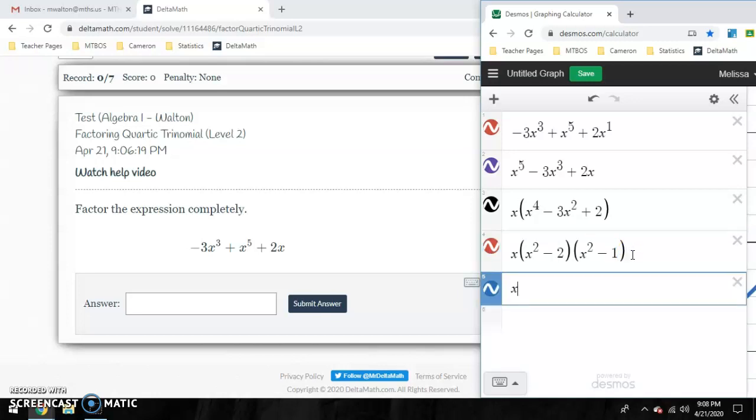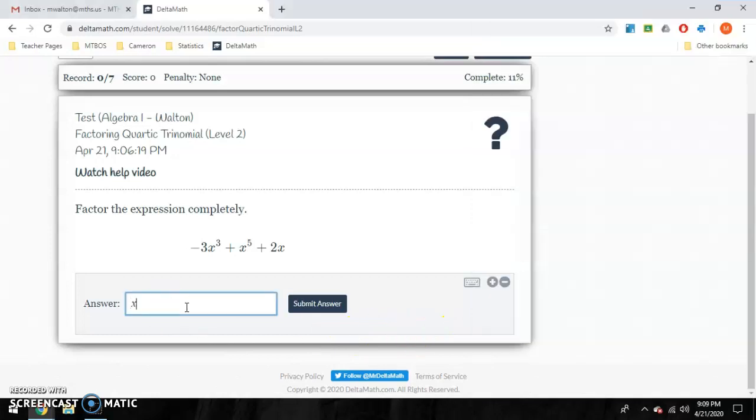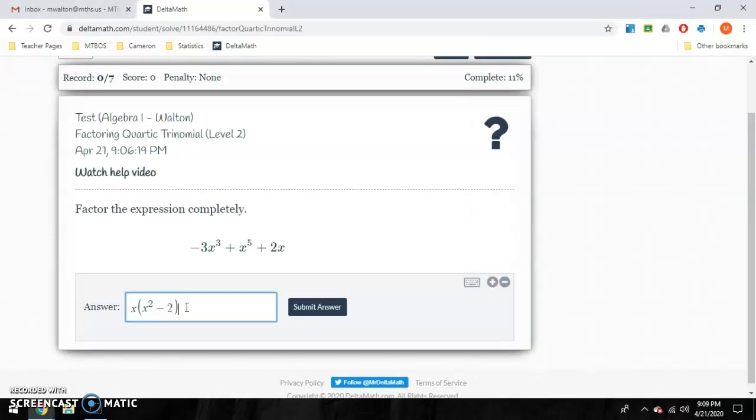So here we go. I have an x. I have my x squared minus 2. But then this last one breaks up into x plus 1, x minus 1. And this right here is my final factored answer. Whew, that is a lot, and that is really, really good math. All right, so let's go ahead and type that in, see if we're right. X squared minus 2, x plus 1, x minus 1.